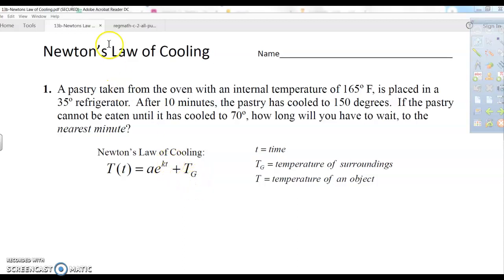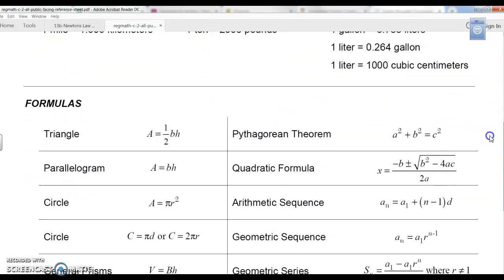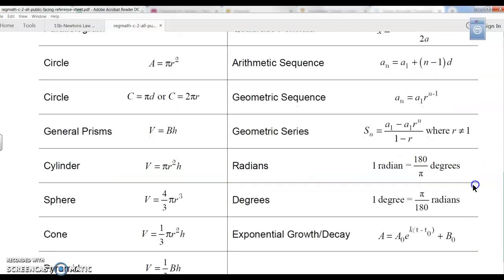The reason I picked that is because on the Regents reference sheet, if you look at the bottom where the formulas are, the formula with growth and decay has the e formula in it. It's basically the same formula, Ae^(kt) minus T0 plus B0. So if you're stuck for an exponential growth and decay formula, you can use this formula. It's a little harder, but it works out quite well.